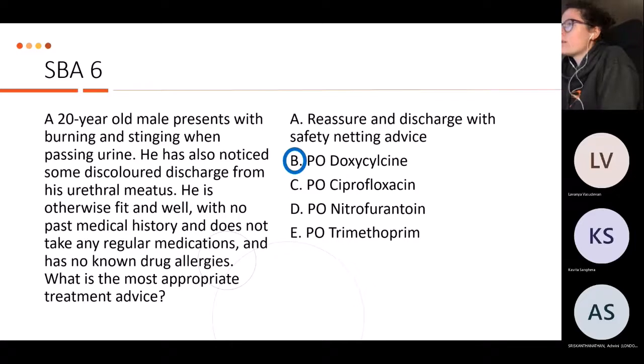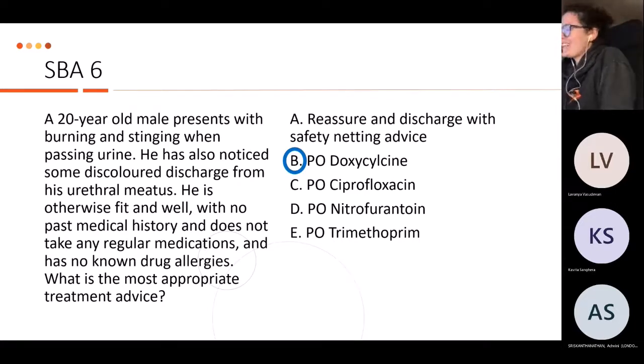So the answer here is B. Basically, in a young male with these symptoms, you would think more STI rather than UTI initially, because they would be less likely to have a UTI. Generally, doxy is a good starting point, and doxycycline is just a good starting point.